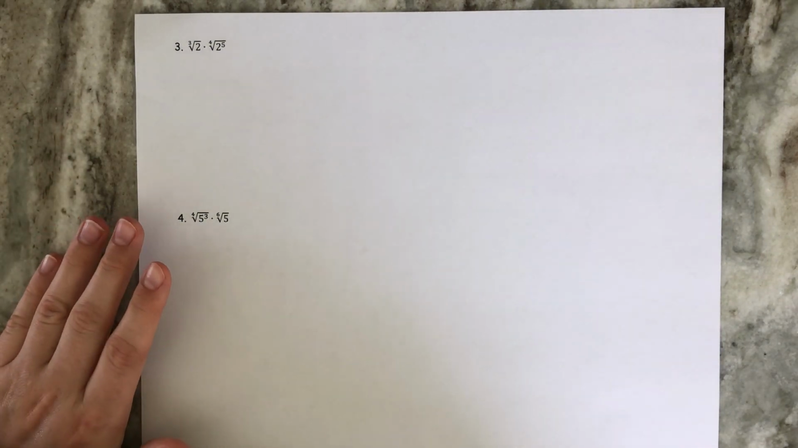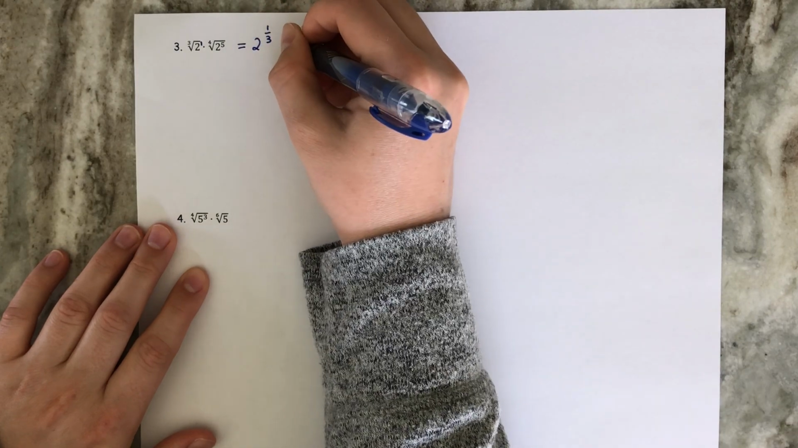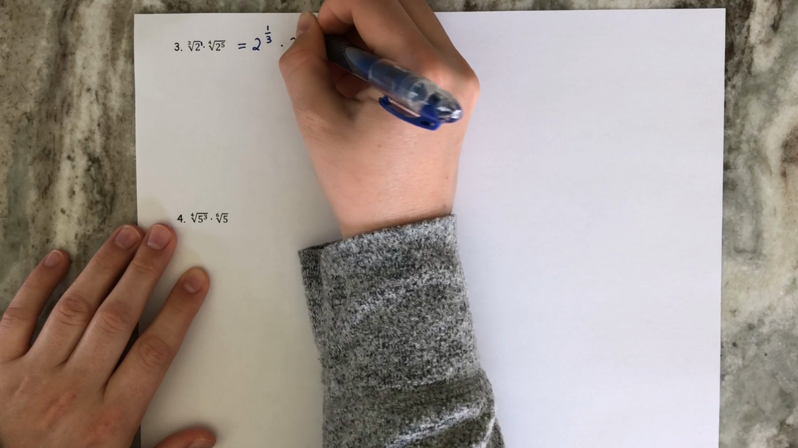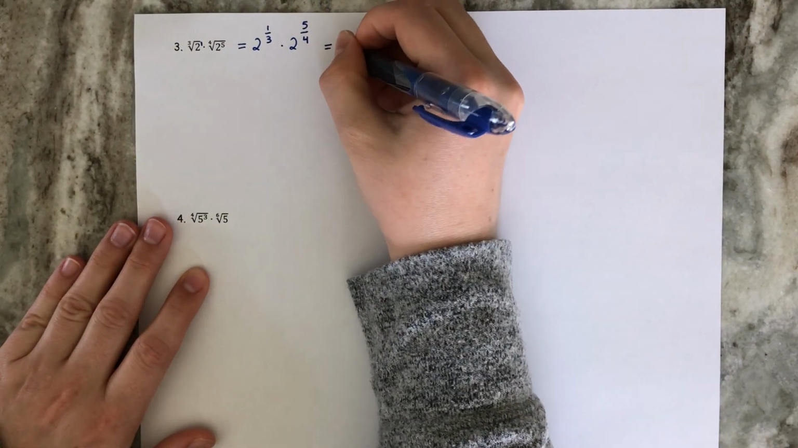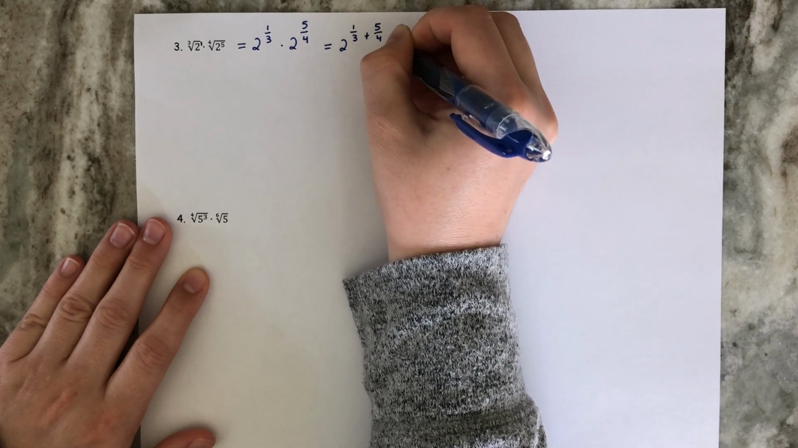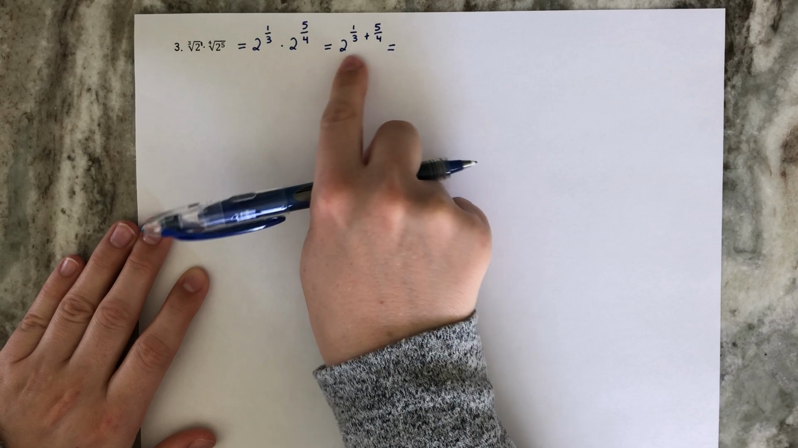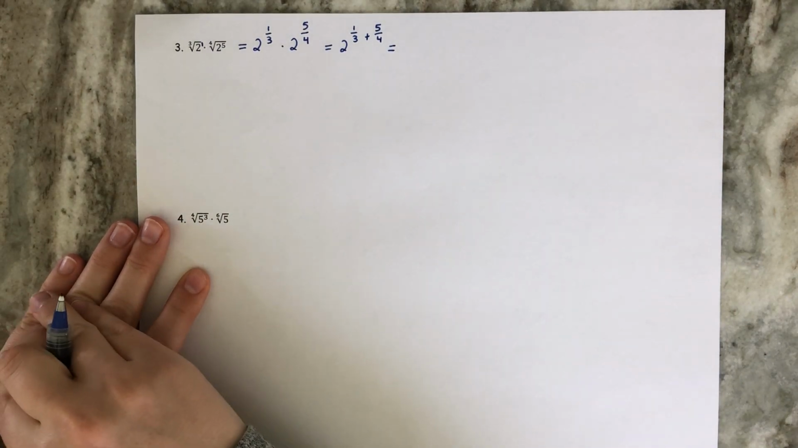So we can start with the same thing where we're going to change our radicals into fractional exponents. So that's 2 to the 1st. So this is going to be 2 to the power of 1/3 times 2 to the power of 5 over 4. And we can still add these together. So that's 2 to the power of 1/3 plus 5 over 4. But the problem now is that you can't just add these right away. So this is where I was saying you might need a common denominator.